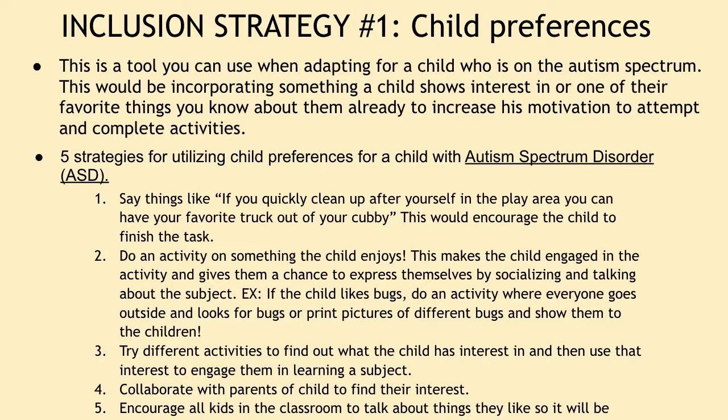No one knows the child better than their family, and they probably have a good idea of things already because children don't always act the same in class as they do at home. And encourage all the kids in the classroom to talk about the things that they like so it'll be normal. So it won't be odd that the little boy with autism was talking about bugs. It'll be normal because everyone talks about their favorite things in the classroom.